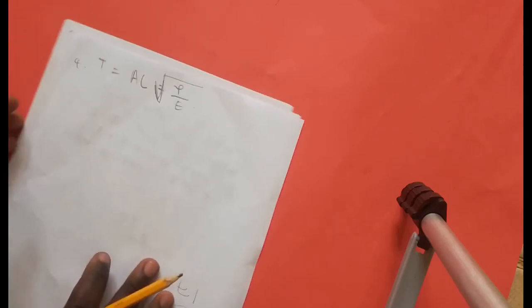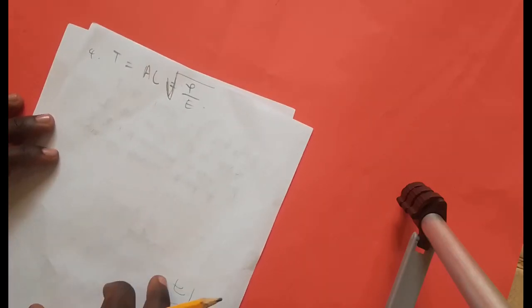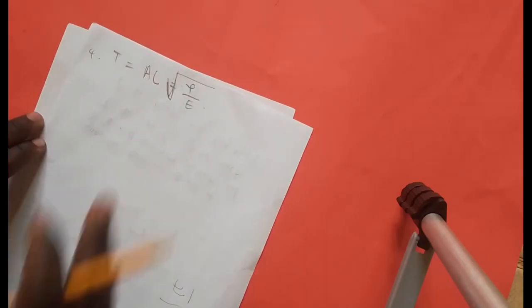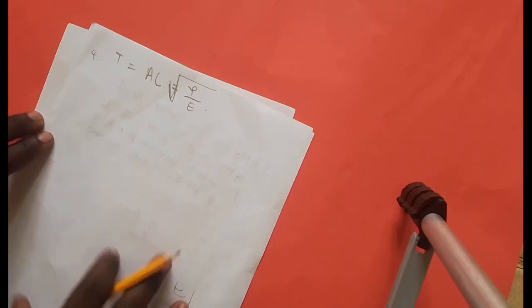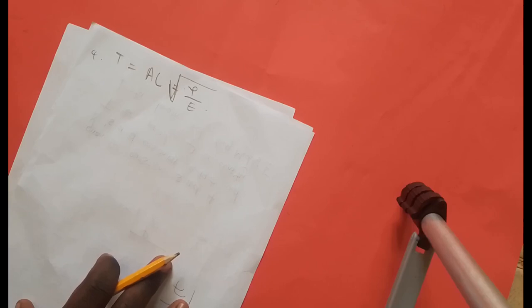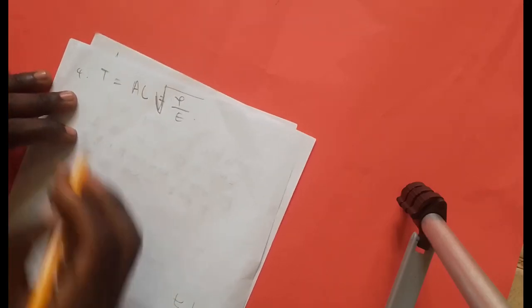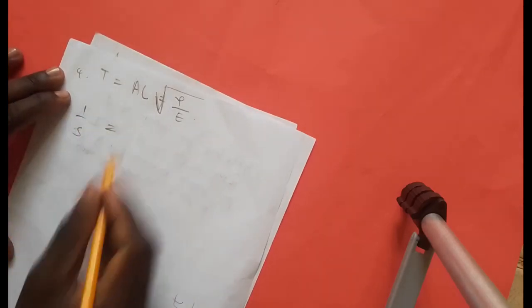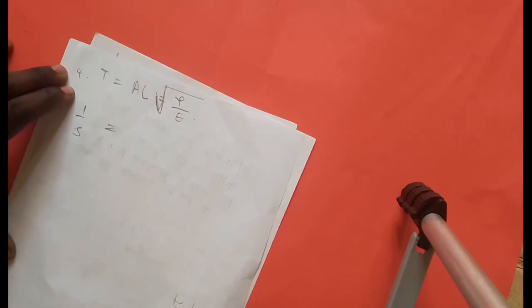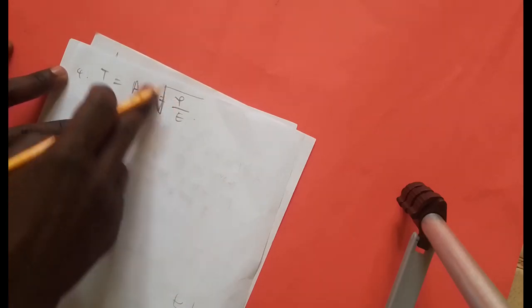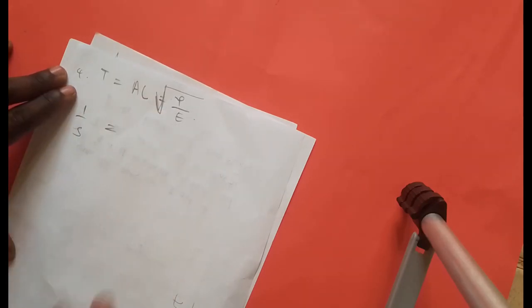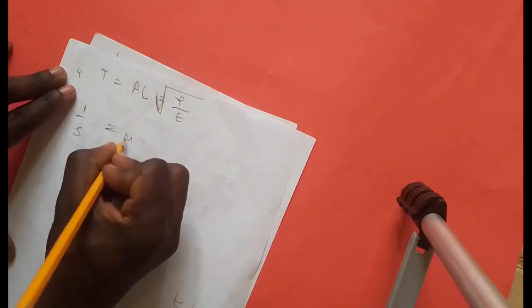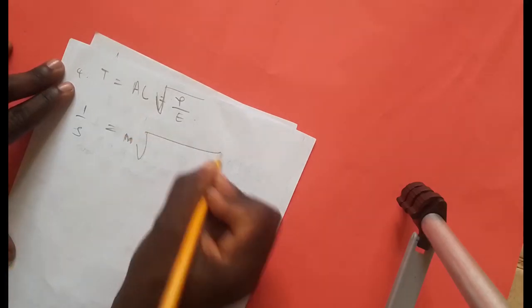Much of the explaining that is needed to solve question 4, I've already explained in question 3. So question 4, I'm just going to solve it as quickly as possible. So T is 1 over s equal to what? A is a dimensionless constant. You ignore it, because it has no units. Then L stands for length. The unit for length is meters. Under the square root of what?